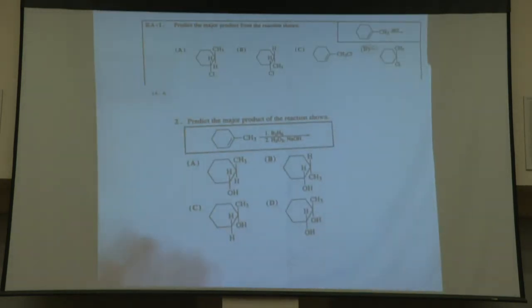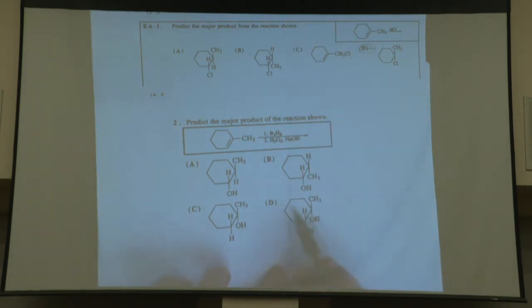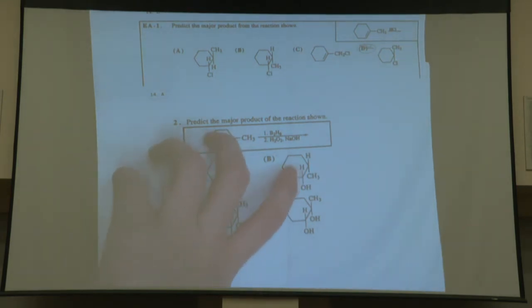Okay, so that being said, predict the major product of the following reaction shown. So now I have BH3, THF, then H2O2, NaOH, right? So that adds water anti-Markovnikov, right? Yes, I think this is hydroboration, if I remember. That sounds right. This one's adding 2 OHs, that's wrong. This one's adding it Markovnikov, that's wrong. But you have 2 that are adding it anti-Markovnikov.